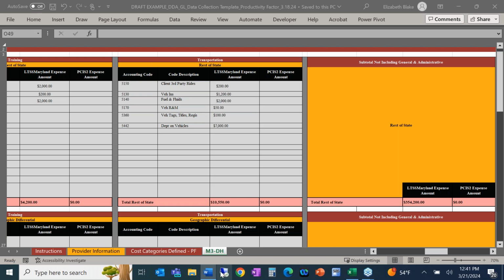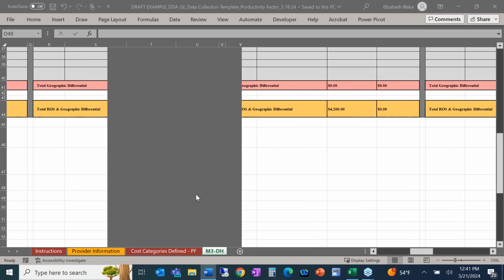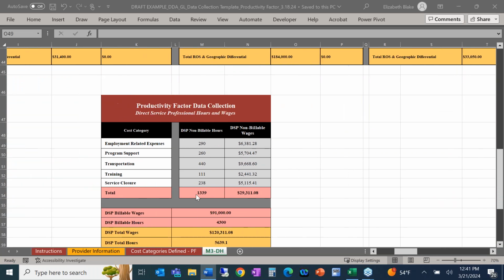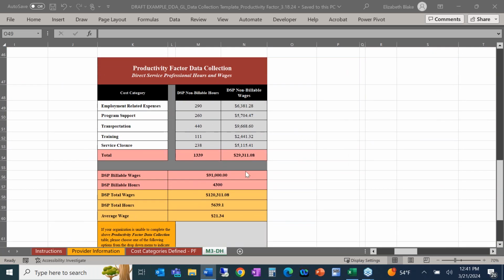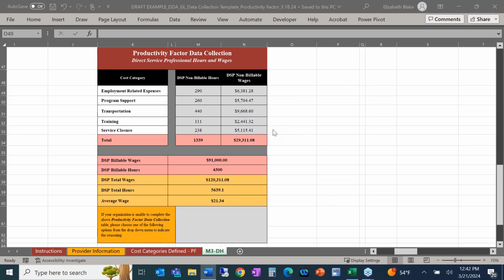And then we are going to go back to the productivity factor table here. And this is where we are going to be including the cost and hours of direct care staff driving on the clock in this table. So right here under transportation. So down here looking at this table, the last place that you're going to be asked to enter information is under service closures. So we're asking for the non-billable wages and hours for weather-related or unplanned closure days.